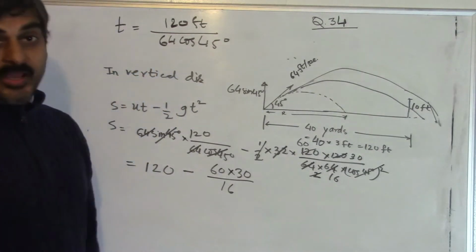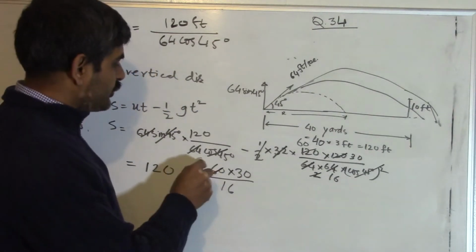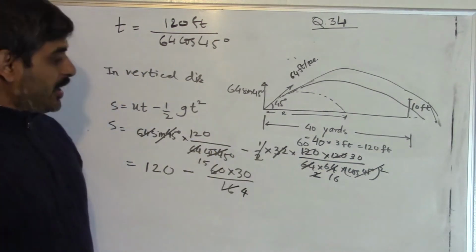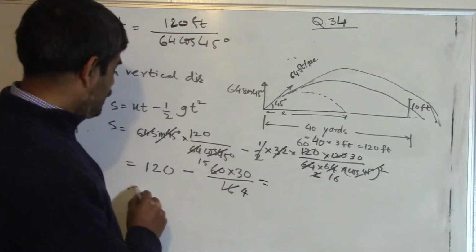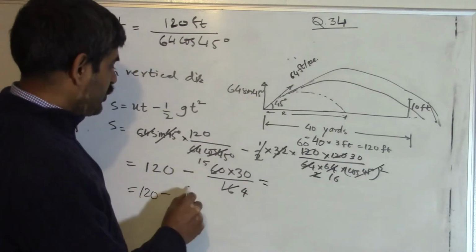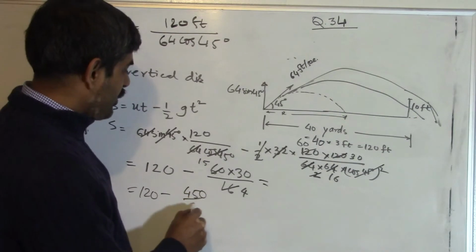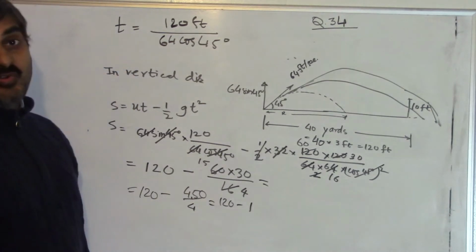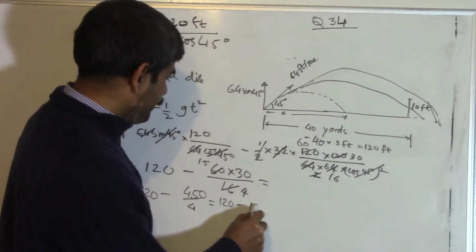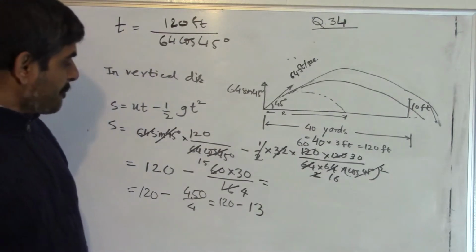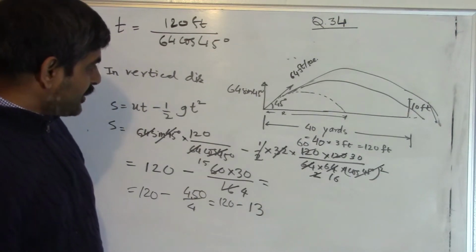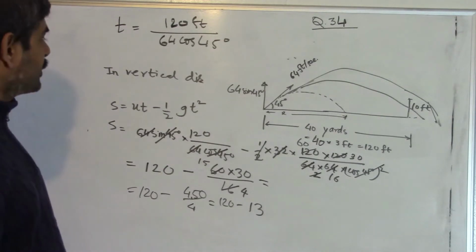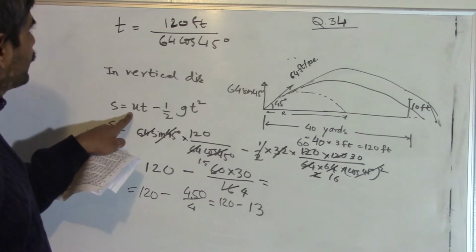I hope I am not making a calculation mistake. This is 15. This is 4. This is 120 minus 450 divided by 4. 120 minus 4, 1 times 4, 1, 5. 4, 3. This is coming negative, which means that there is some calculation mistake.